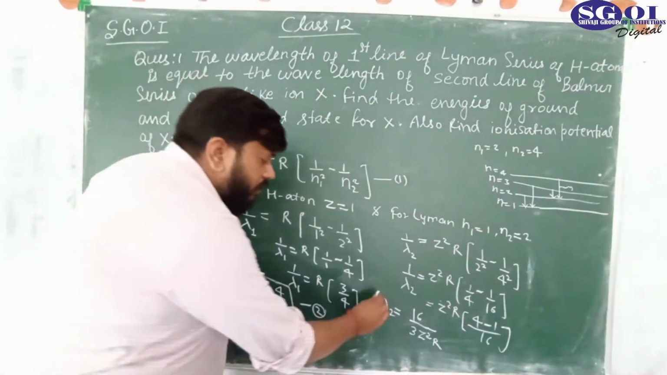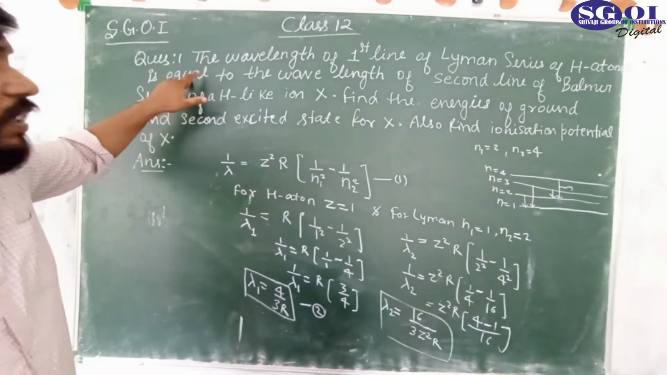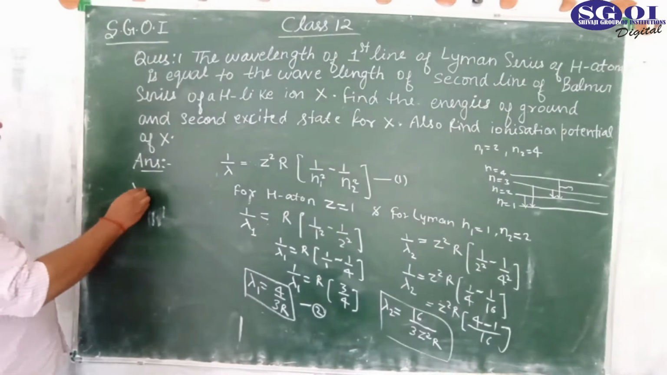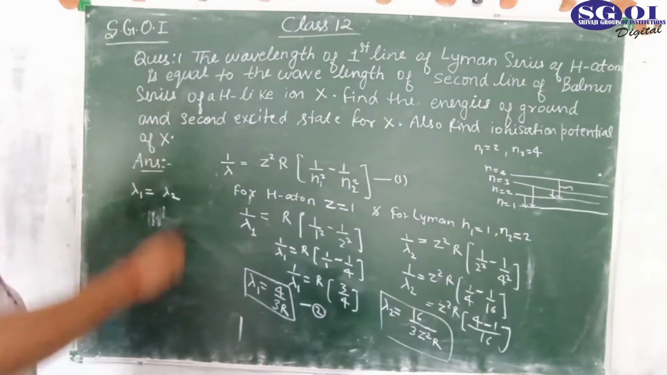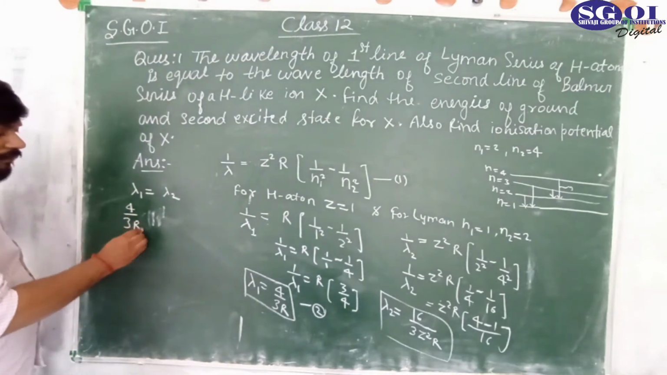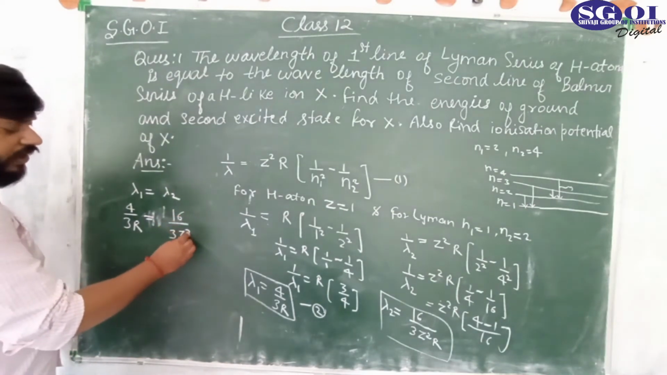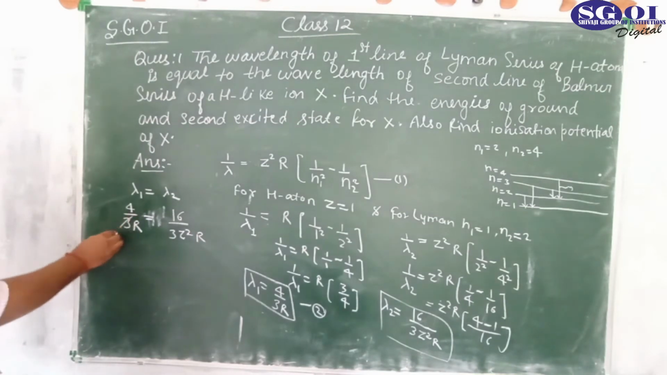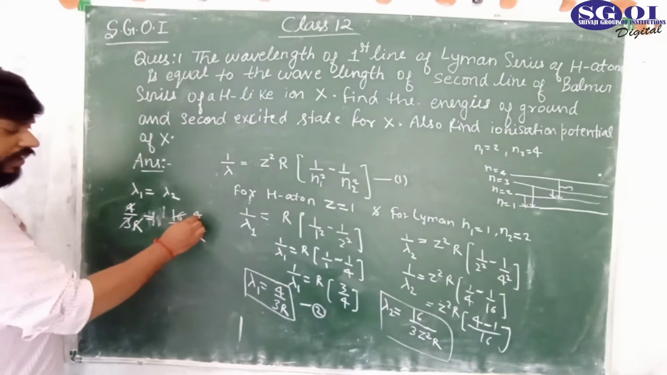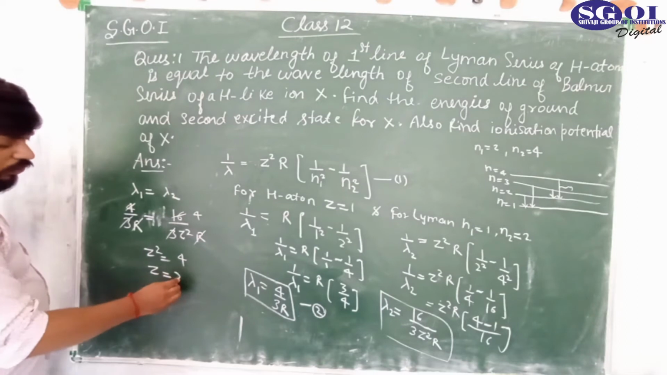So we have found lambda 1 and lambda 2. Both are equal as given in the numerical problem, so we equate lambda 1 equal to lambda 2. Lambda 1 is 4 upon 3R, equal to lambda 2, which is 16 upon 3 Z square R. From here 3R cancels, and Z square equal to 4. So Z equal to 2.